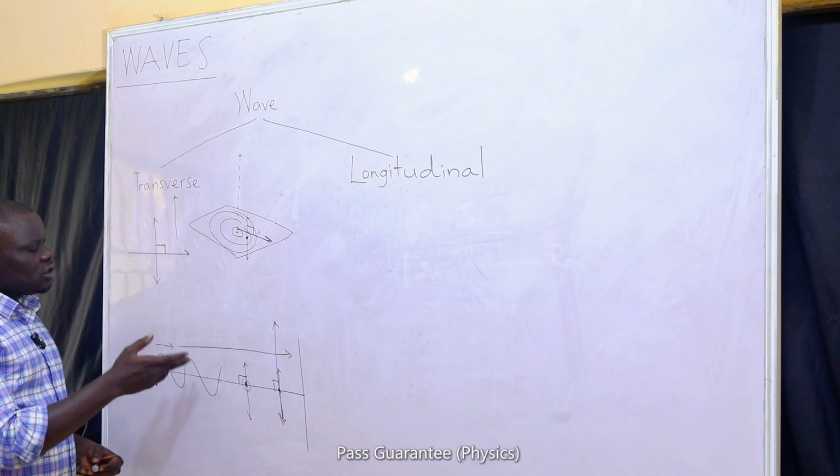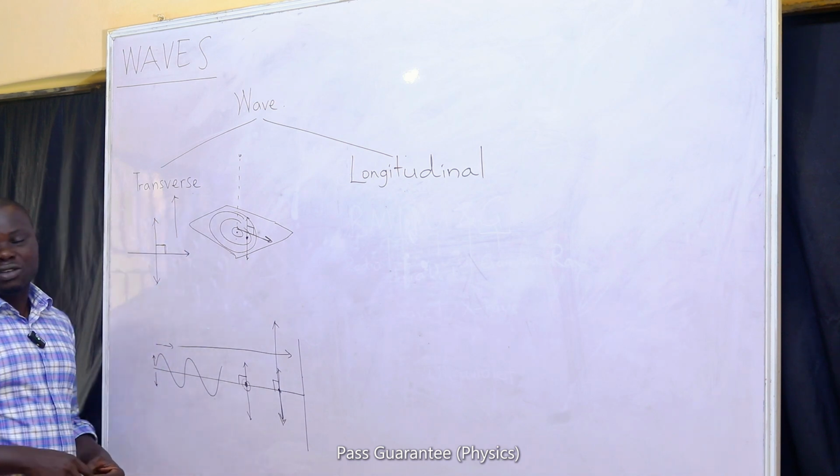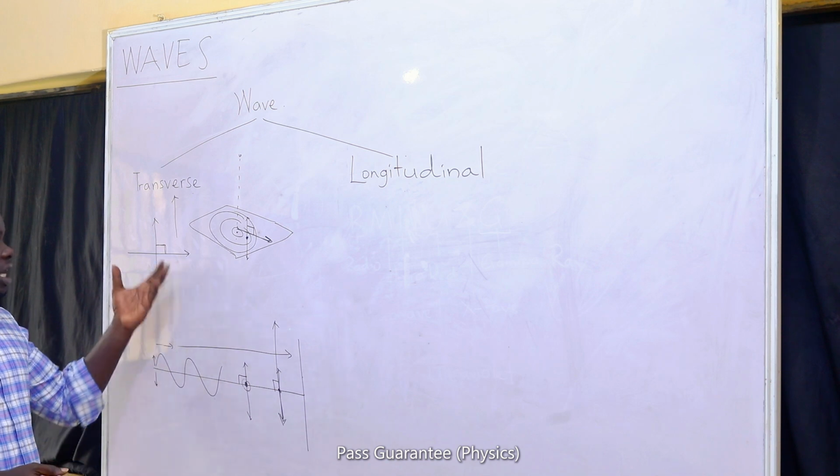When a wave travels such that its path is perpendicular to that of the vibration of the medium, then we say they are transverse waves.